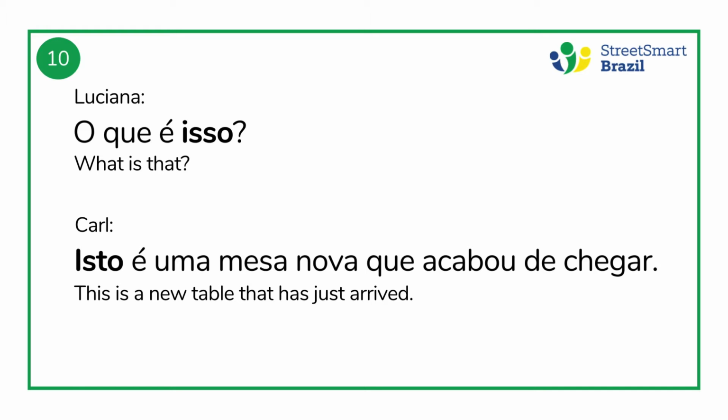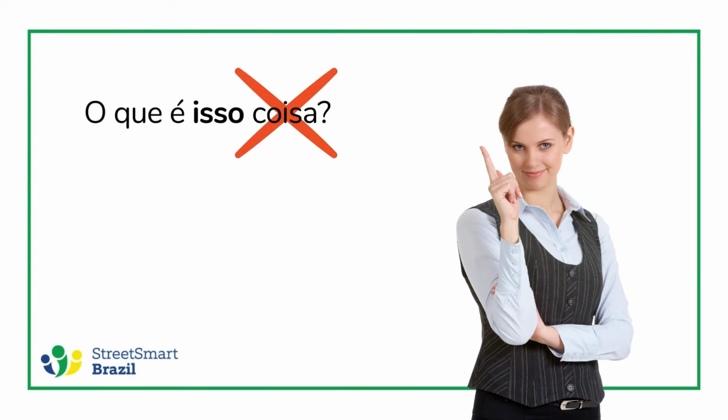And I want to say this again, I'm using the pronouns here according to the grammar, but in real life, Carl would have probably said isso. Avoid this common mistake. Do not say o que é isso coisa. What is this thing? This is not correct. Isto, isso, and aquilo are never followed by a noun.